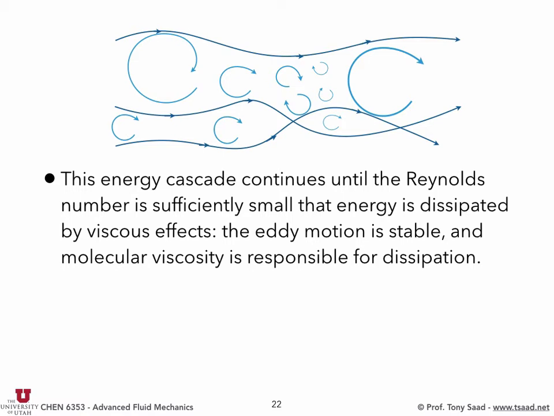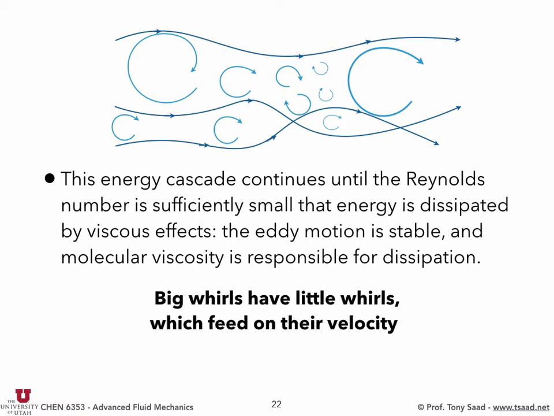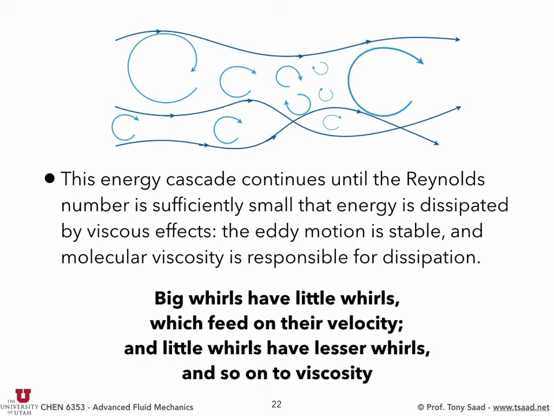And Richardson described this with a beautiful poem. It says, big worlds have little worlds which feed on their velocity. So the little worlds feed on the velocity of the bigger worlds. And little worlds have lesser worlds, and so on to viscosity. Big worlds have little worlds, which feed on their velocity, and little worlds have lesser worlds, which feed on all the way down to viscosity.